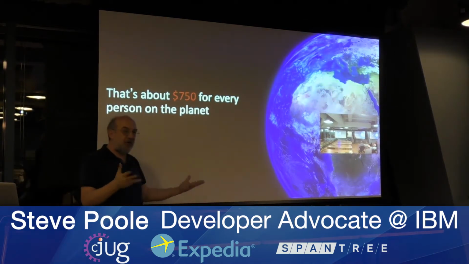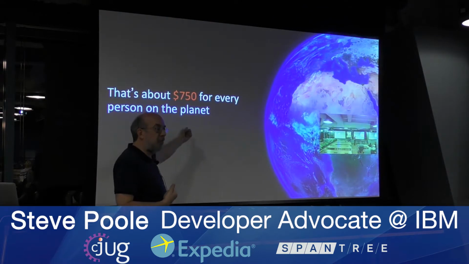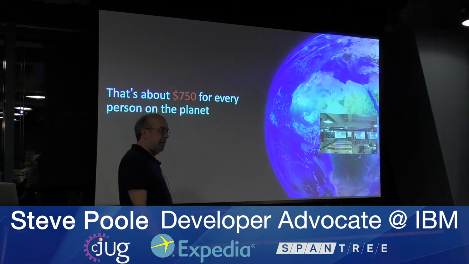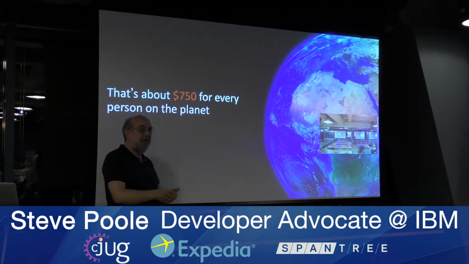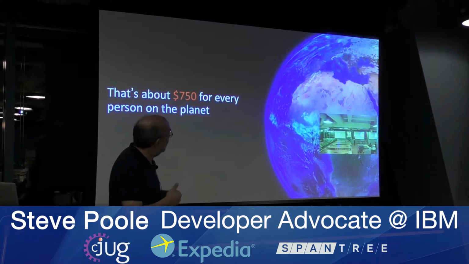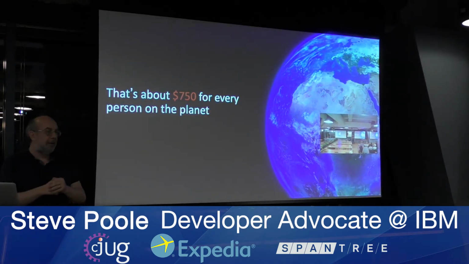So the $6 trillion is about $750 per person on the planet. Are you willing to give these guys $1,000? Just take it, right? Because that's what it means. It's that bad.